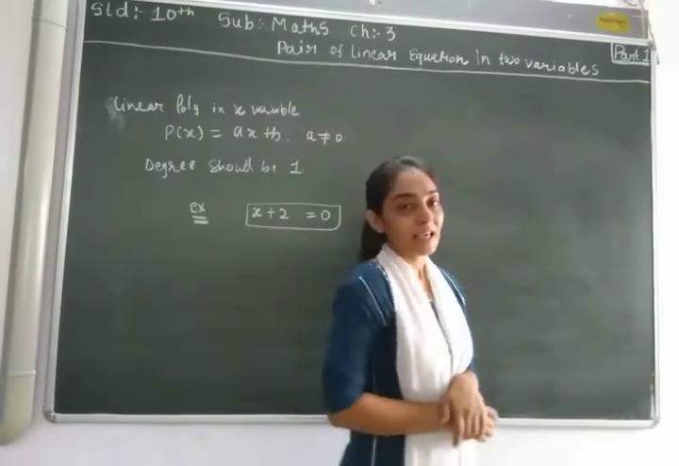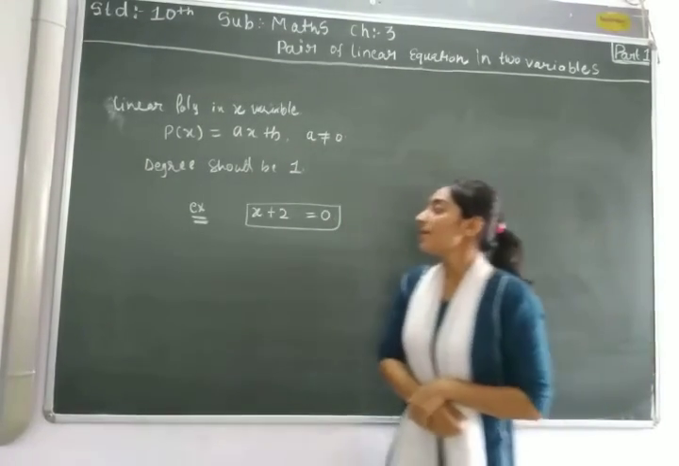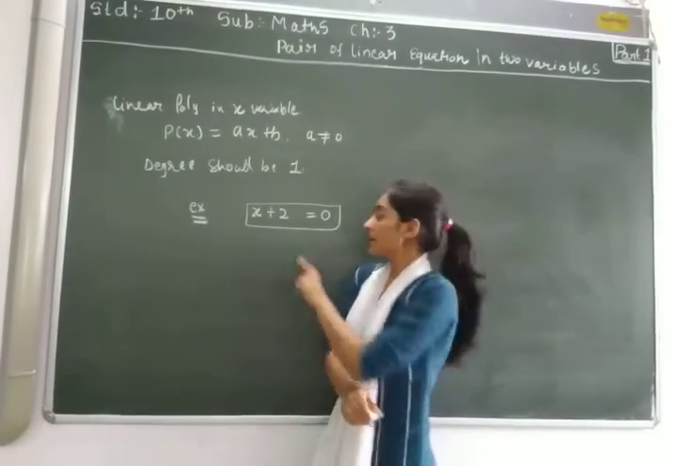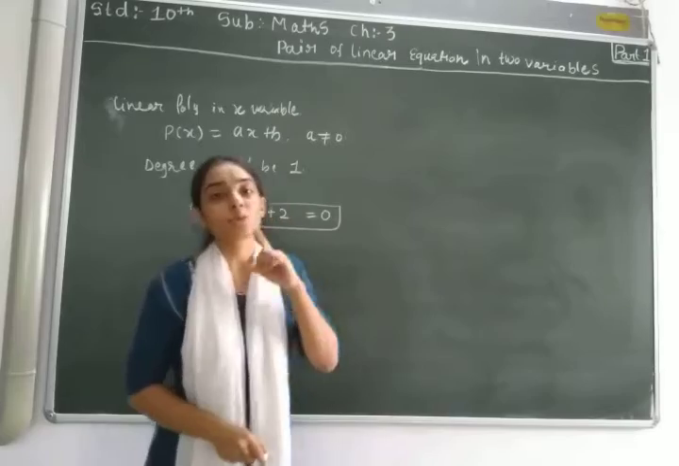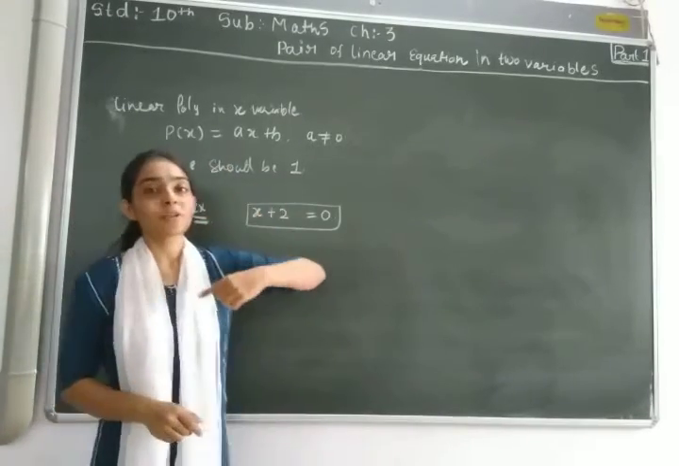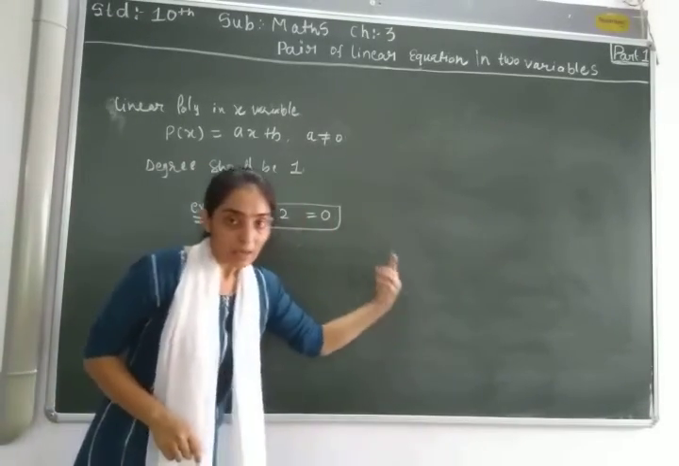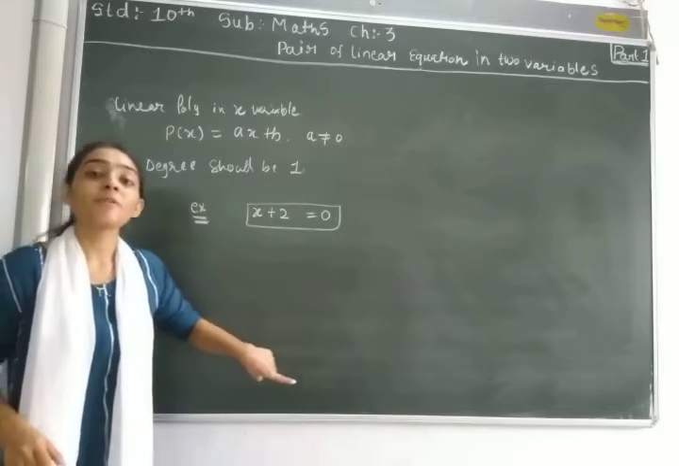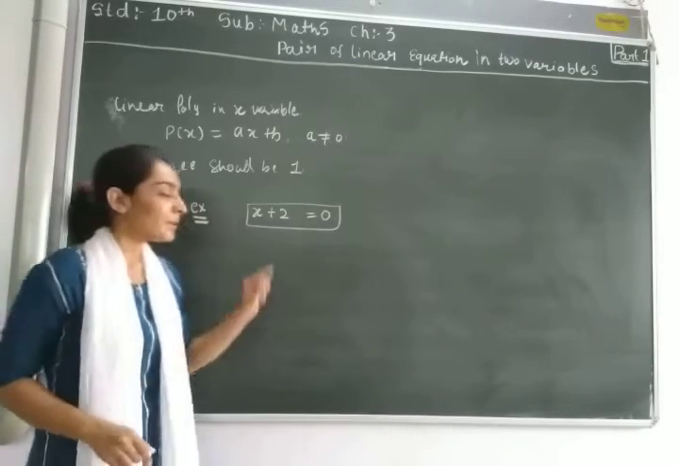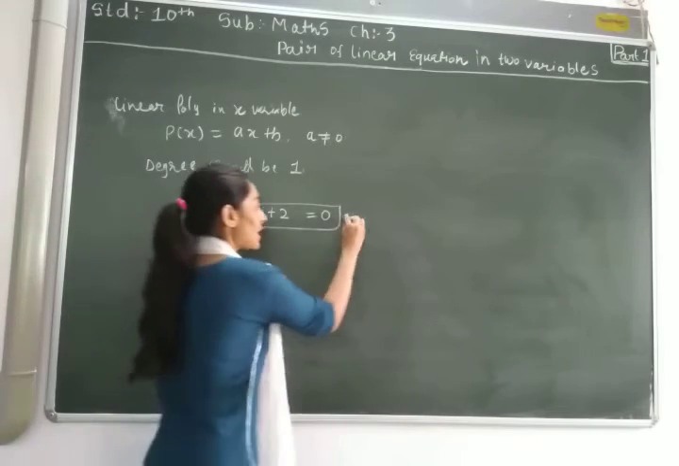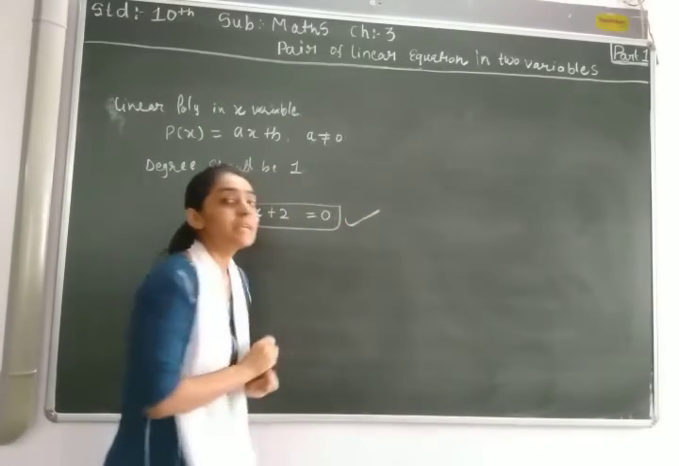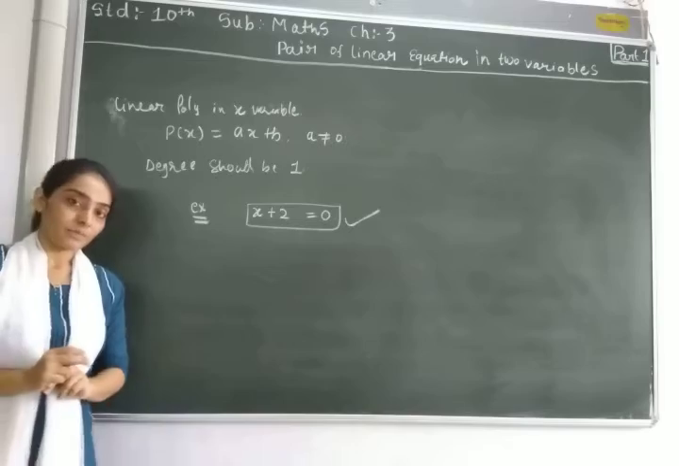Why am I saying equation? Because when you equate it, here the sign is equal to. So we are saying this one is my linear equation. Why am I saying linear? Because the degree of my variable is 1 only. What is the degree over here? 1. So I am saying that this one is my linear equation.